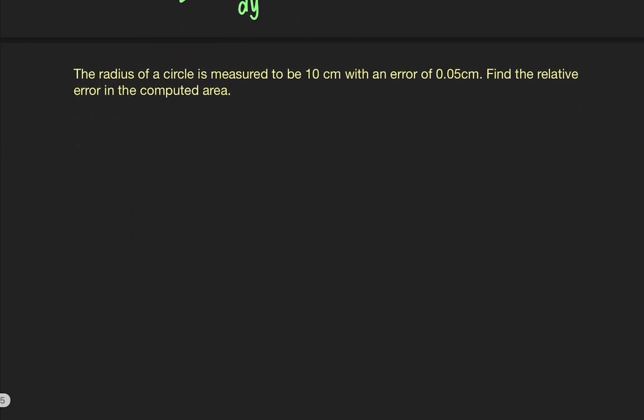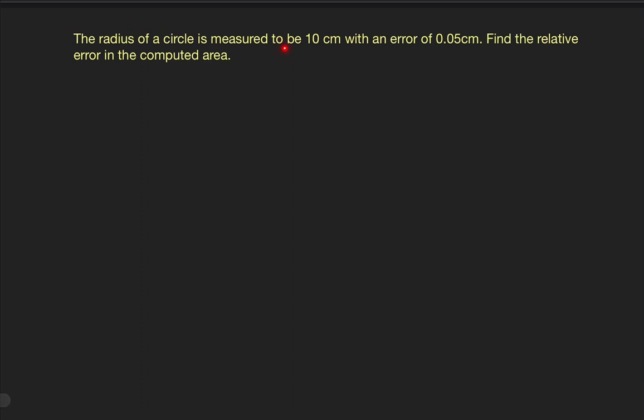So let's solve a problem. The radius of a circle is measured to be 10 centimeters with an error of 0.05 centimeters. We are to find the relative error in the computed area. Let us look at our values. r equals 10 centimeters and dr is equal to 0.05 centimeters. So if there is an error in the measurement of r, it will lead to an error in the computation of the area of the circle.